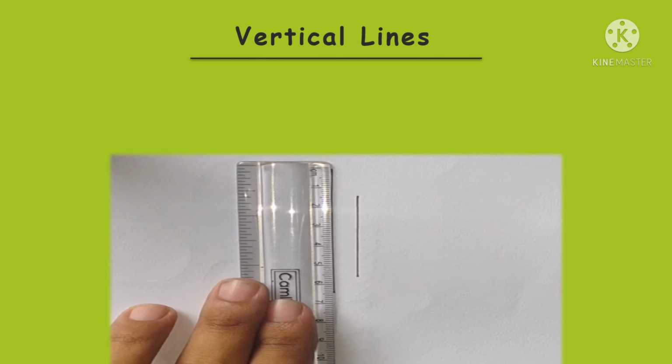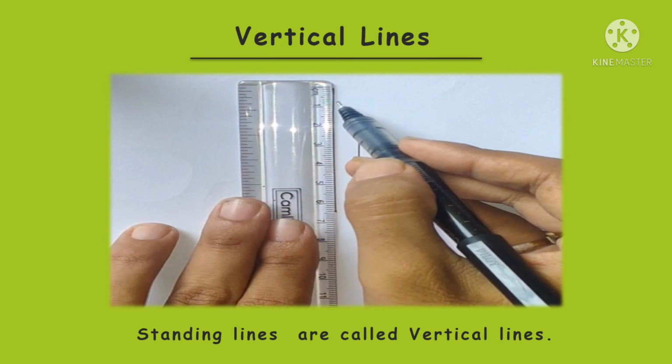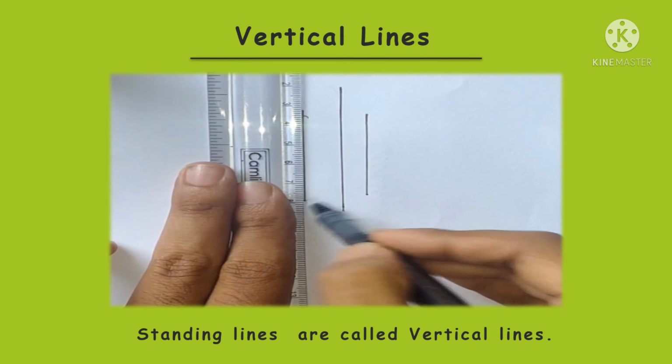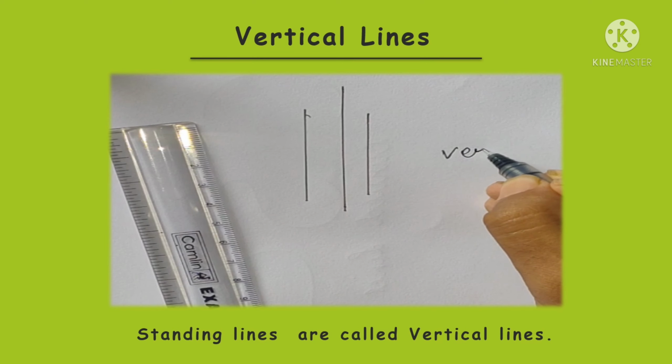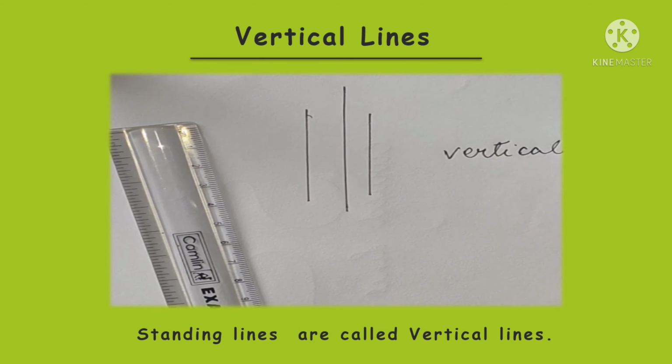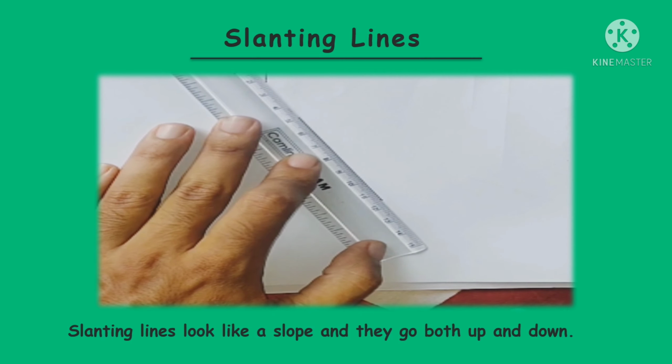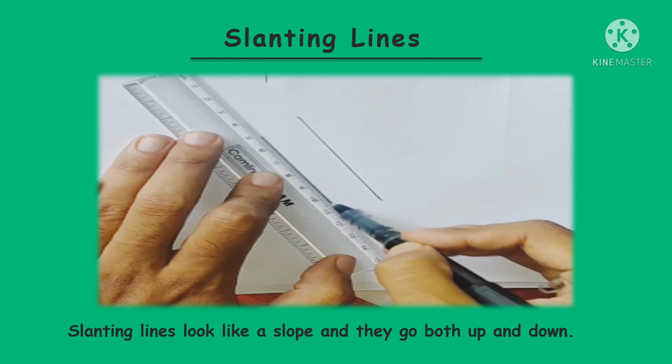The second type of straight line is vertical lines. Standing lines are also called vertical lines. The third type of straight line is slanting lines. Slanting lines look like a slope and they go both up and down.